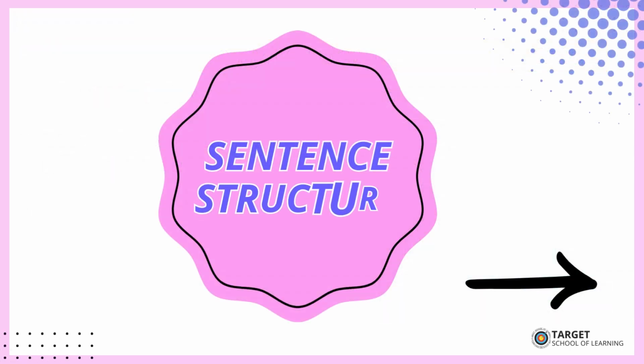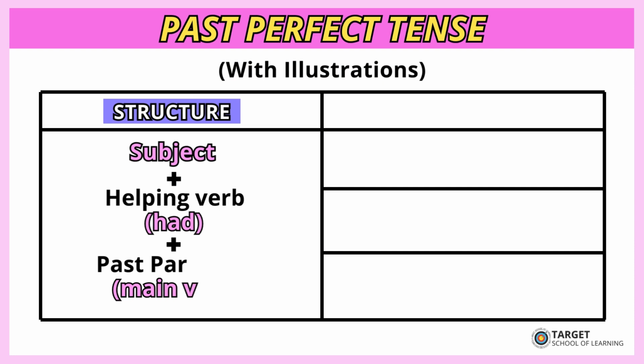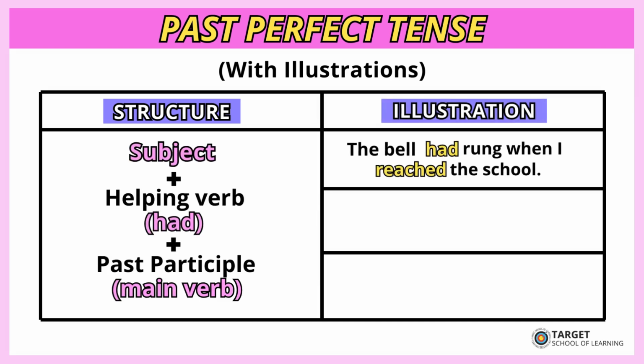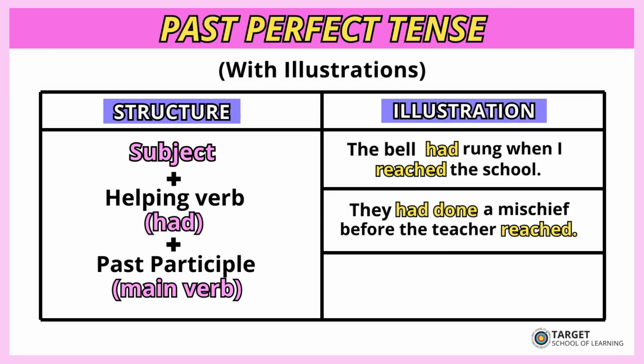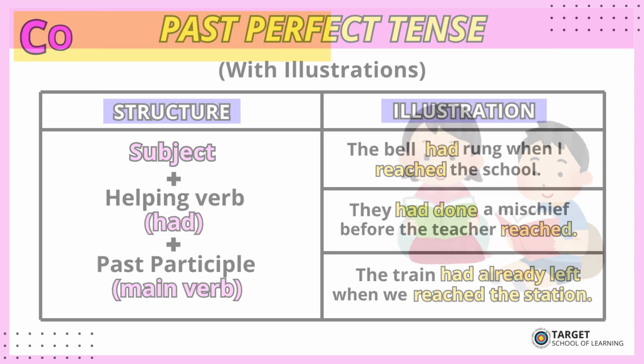Now let's look at the sentence structure of this tense. Subject followed by helping verb had plus past participle, that is the main verb. Let's look at some more illustrations for better understanding. The bell had rung when I reached the school. They had done a mischief before the teacher reached. The train had already left when we reached the station.